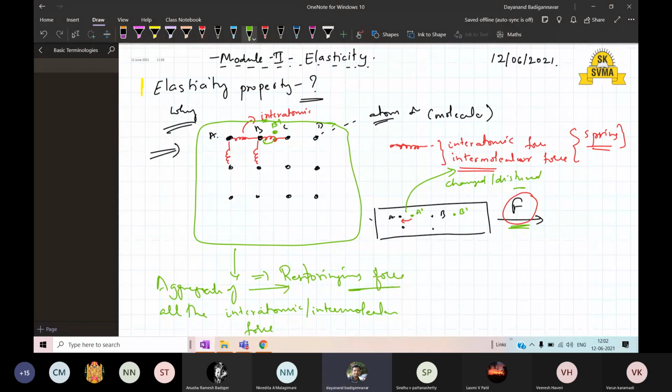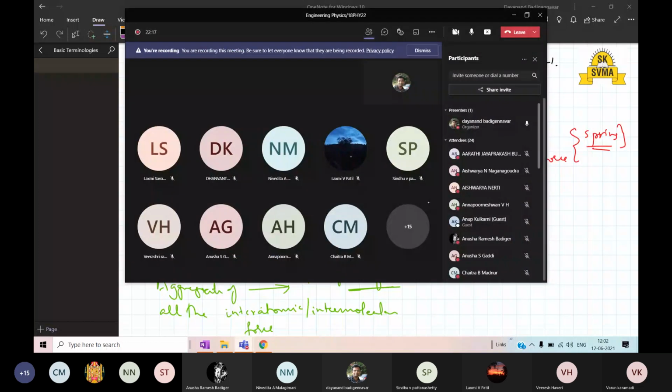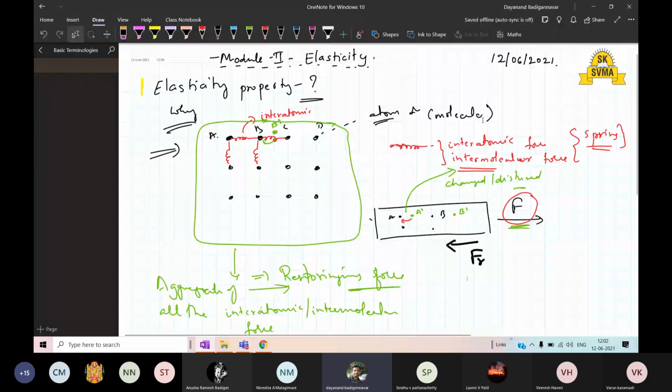So I have a force that is acting in this direction on the material. In the exact opposite direction, there will be a restoring force that is generated. Keep in mind, the aggregate of all these interatomic forces constitutes a restoring force.